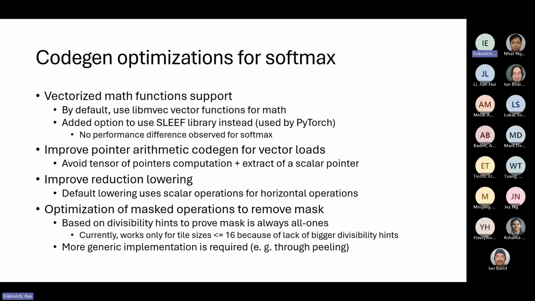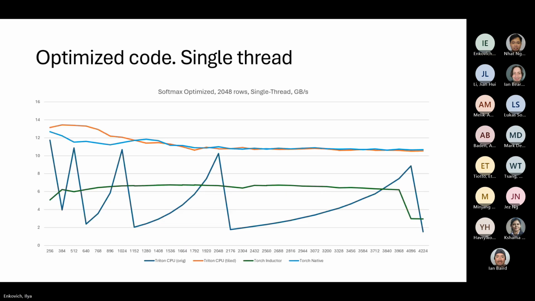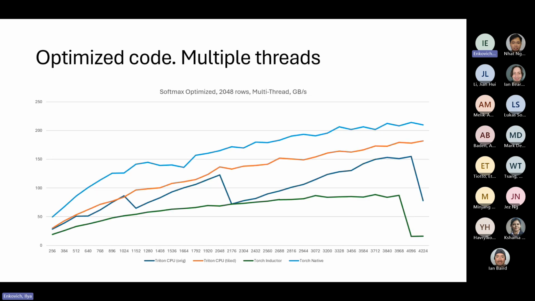So here is the result with all optimizations applied. Triton 1 is in orange color. So we see that we're pretty close to the torch here. And this is still a single thread. So when we move into multiple threads, the situation is a little bit different. Here we are still behind torch, which shows better performance on all sizes.